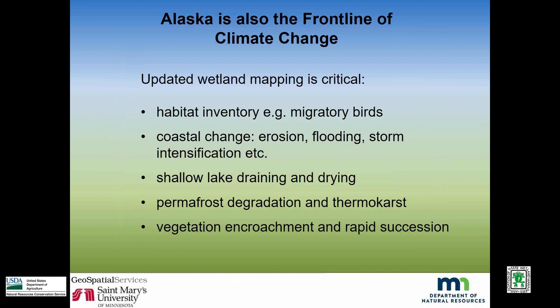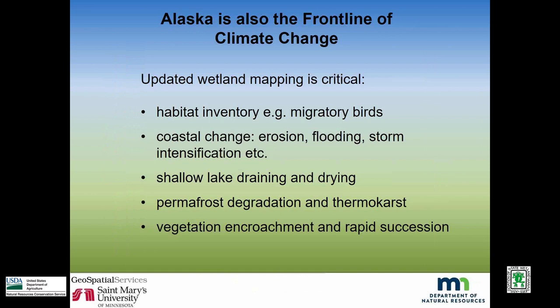Any subtle change in climate can cause a big impact on the ecology of the state and the various conditions of different land cover and habitat types. Some of the issues on the front burner for addressing with an updated wetland mapping or wetland inventory process include habitat inventory, particularly, and one good example is migratory birds, where habitat is being impacted directly by things like coastal storm surge, sea level rise and warming temperatures.